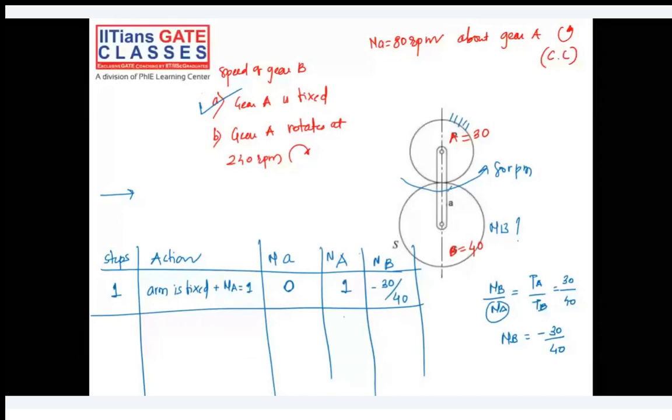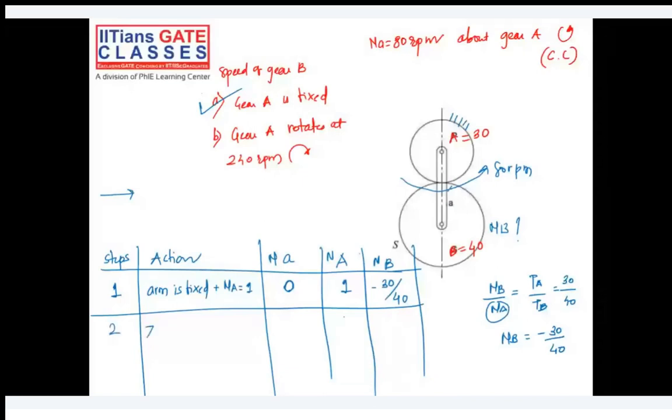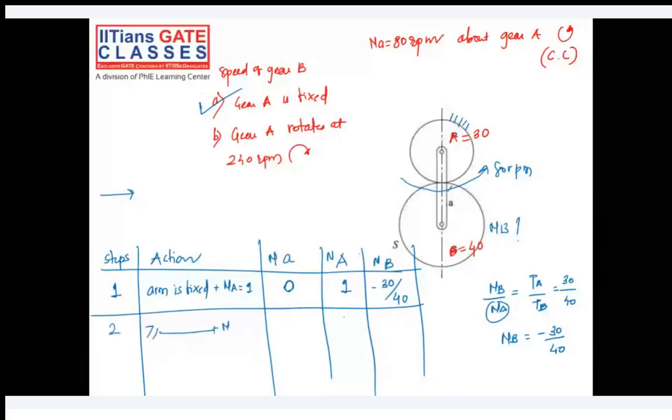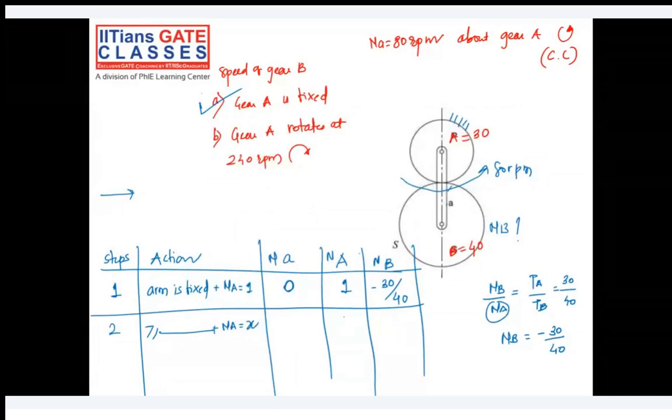So the same step: the arm is fixed, and for NA, rather than 1, I am writing X revolutions to it. If 1 revolution is given, minus 30 by 40 is coming, minus 3 by 4 in general, to make it simpler. Now if I give X revolutions to A, it will become minus 3X by 4. I hope you agree till this.